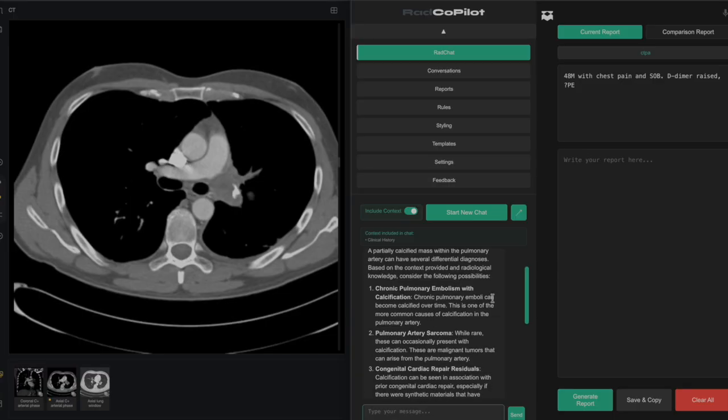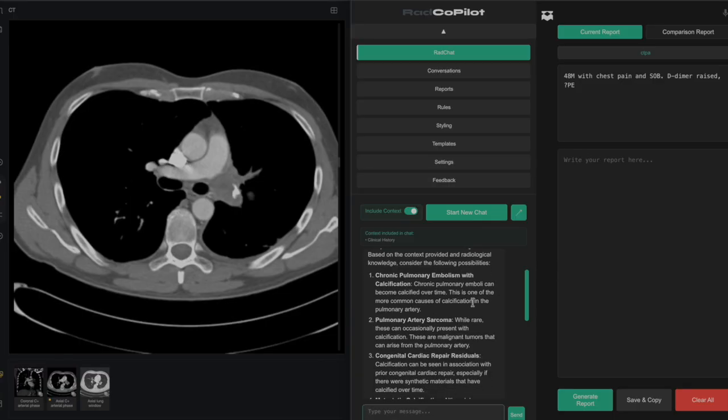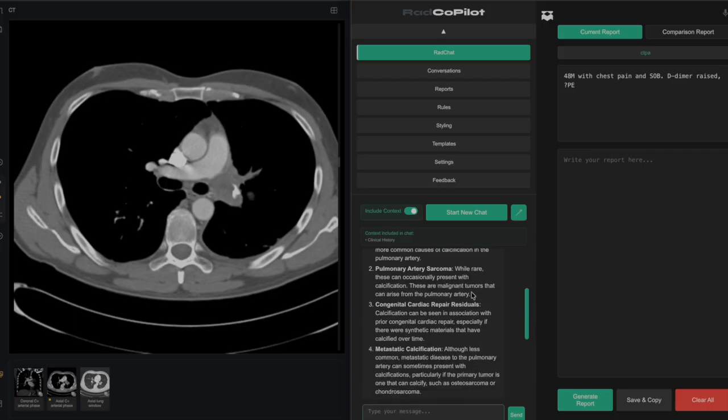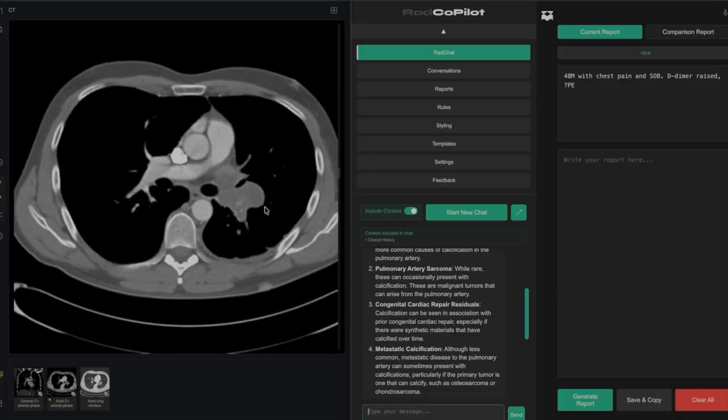Okay, so it's talking about chronic pulmonary embolism with calcification. That's what we were talking about earlier, but wouldn't really be seen in the kind of acute setting like we're seeing with this patient. And again, I wouldn't really expect that to be as expansile as we're seeing here. But very helpful reminder. That's probably the most common cause that we may see of pulmonary arterial calcification. Pulmonary arterial sarcoma is rare, of course, but would be a more likely cause of this kind of expansile mass-like lesion that we're seeing in this case.